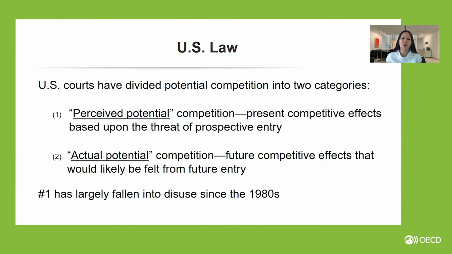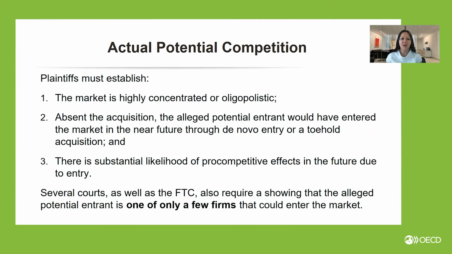So in the United States, courts have divided acquisitions of potential competitors into two doctrines. The first is the perceived potential competition doctrine, which refers to present competitive effects based upon the threat of prospective entry. The second is the actual potential competition doctrine, which refers to future competitive effects that would likely be felt from future entry. So the first doctrine has largely fallen into disuse since the 1980s, so I'm going to focus on the second doctrine.